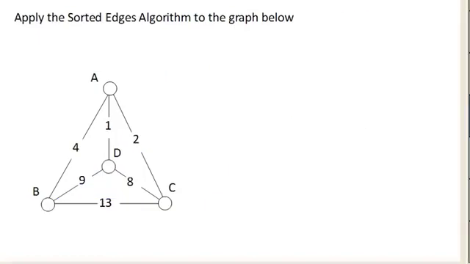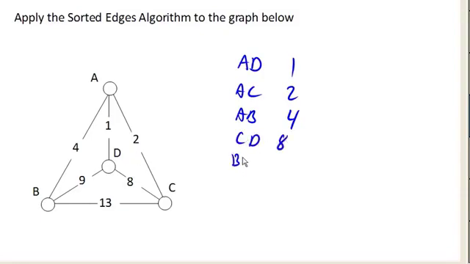So the problem with the nearest neighbor algorithm is that it's greedy. It doesn't look ahead. And so this time, we're going to use a different method called sorted edges, or the cheapest link algorithm. The idea here is we're going to start out by listing all of the edges in the graph from cheapest to most expensive. So here, A to D is the cheapest with a cost of 1. A to C is the next cheapest with a cost of 2. A to B, a cost of 4. C to D with a cost of 8. B to D is a cost of 9, and B to C has a cost of 13.